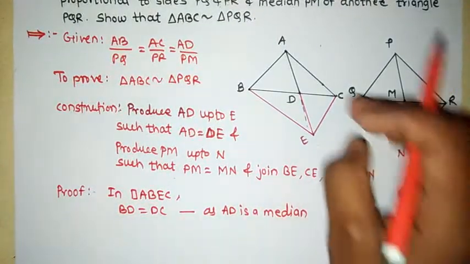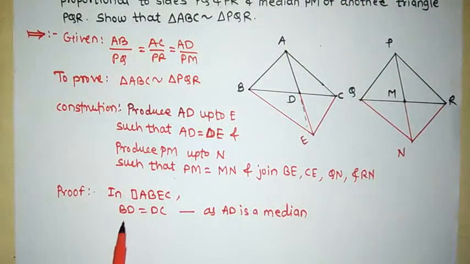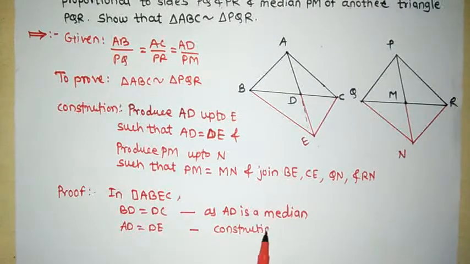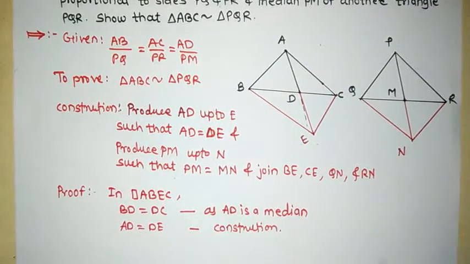And again AD is equal to DE. What is the reason for this? Reason is AD is equal to DE. Why? This is by construction. Mark this as equation number 1 and this as equation number 2.